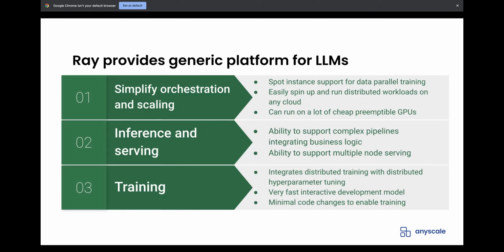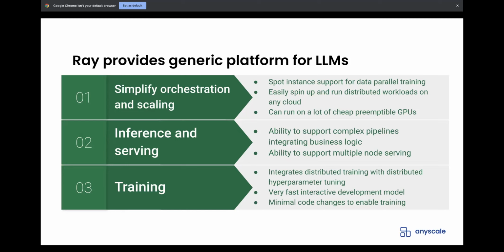For example, spot instance. Ray supports spot instance for data parallel training. When a spot instance is taken back by the cloud vendor, it will just shrink the training size of the trial and easily spin up and run distributed workloads on any cloud, right? Because there's no lock-in, it's open source. And another interesting point is that in addition to running on one single or a small number of expensive A100s, now you can run on a larger number of cheap GPUs to achieve the same results. One is easier to get, and secondly, the total cost is lower.